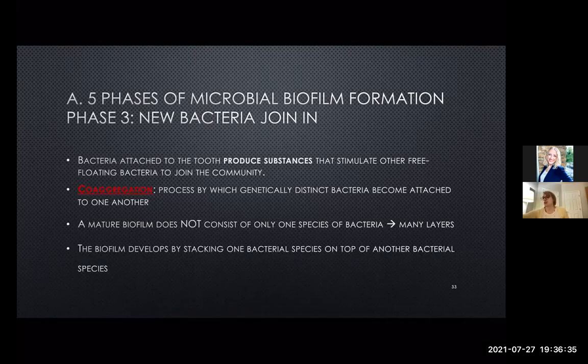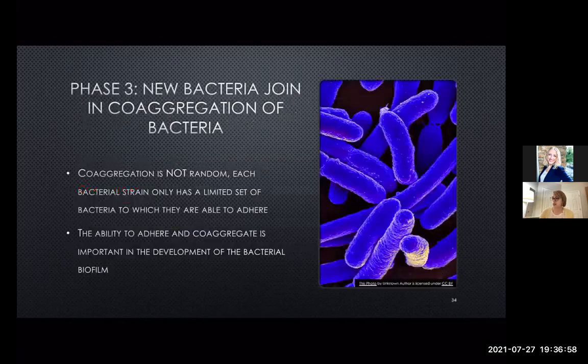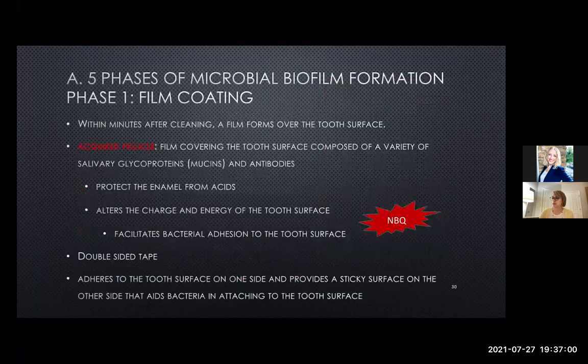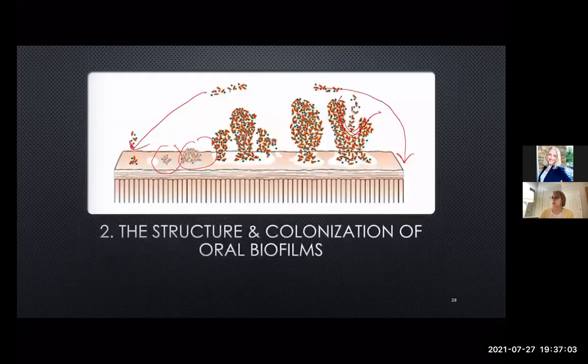So we start to see coaggregation. This is just a fancy way of saying that a lot of bacteria will attach to each other if they are similar. So remember that in a mature biofilm, we've got tons and tons of species of bacteria. And what happens is we get that initial attachment. All right, we've got that initial attachment and it grows and proliferates.